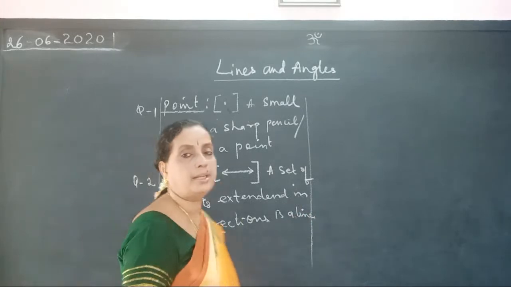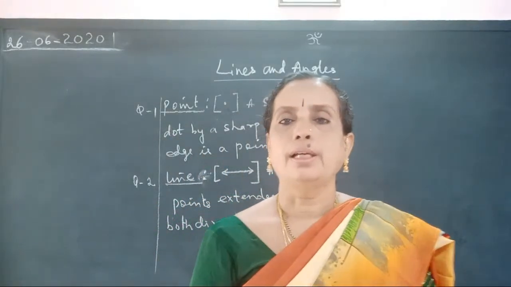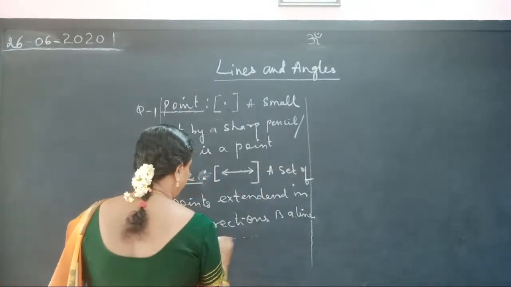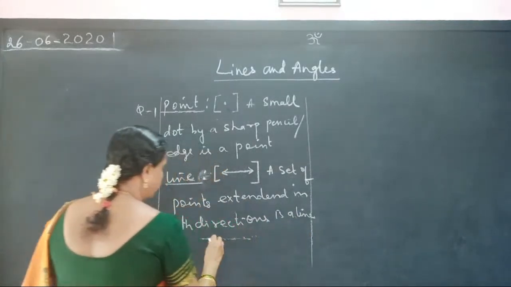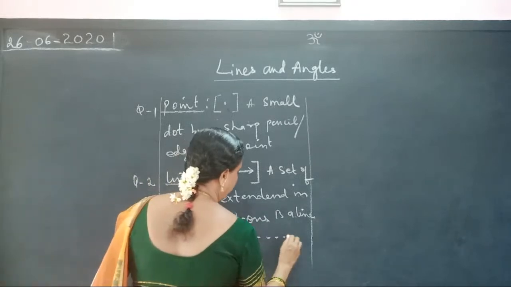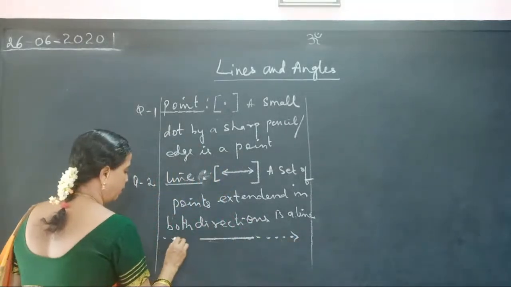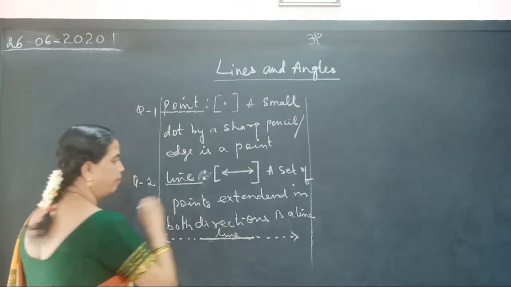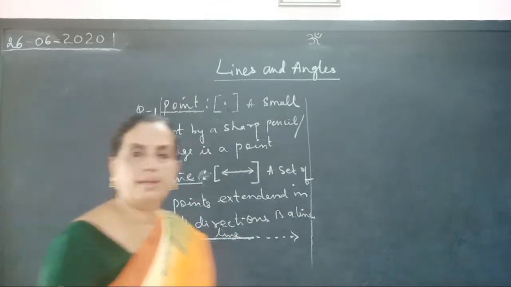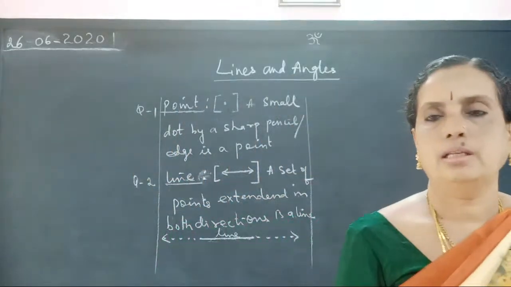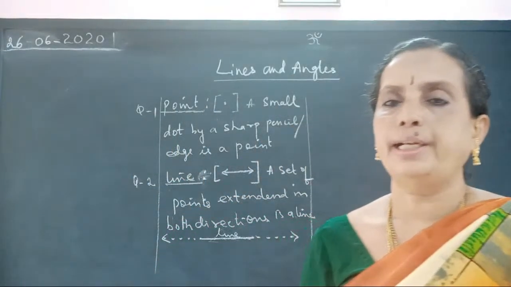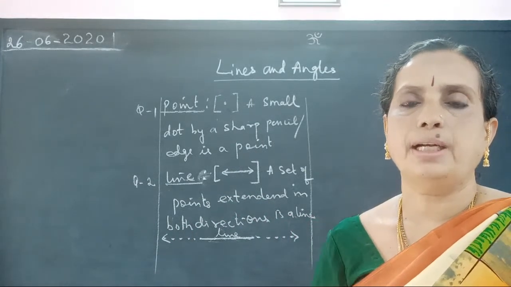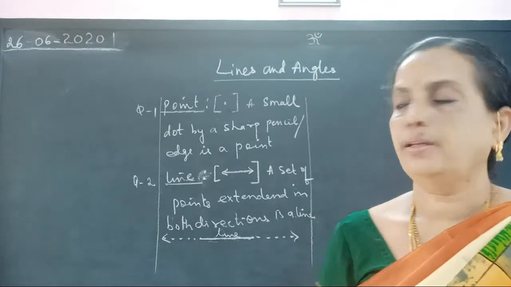So here a line has no fixed point. It is extended indefinitely in both directions. If I take it like this, further it will extend to the right side and to the left side, it is a line. So in the geometrical way we define a line as a set of points extending in both directions. It has no fixed point. Okay. Next.